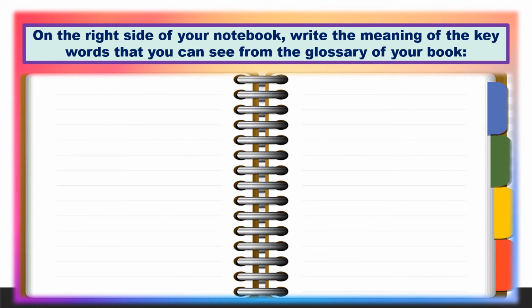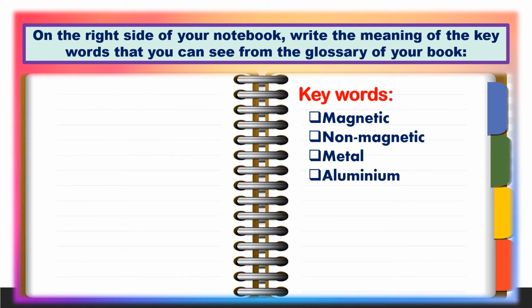For your notebook activity, you're going to write the meaning of the keywords that you can see from the glossary of your book. The keywords are magnetic, non-magnetic, metal, and aluminum.